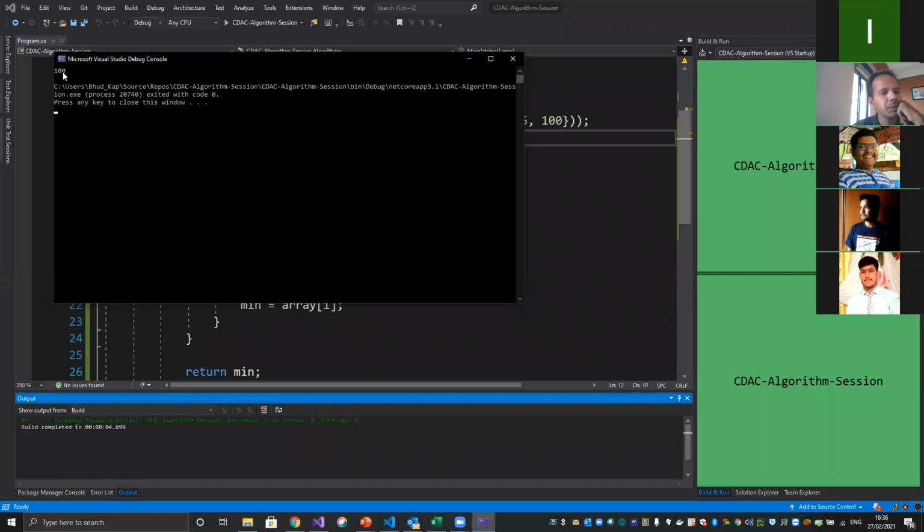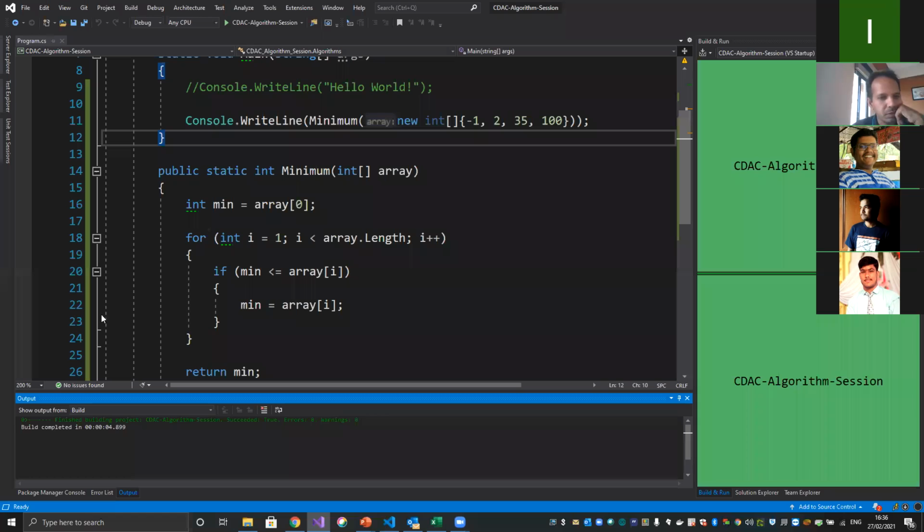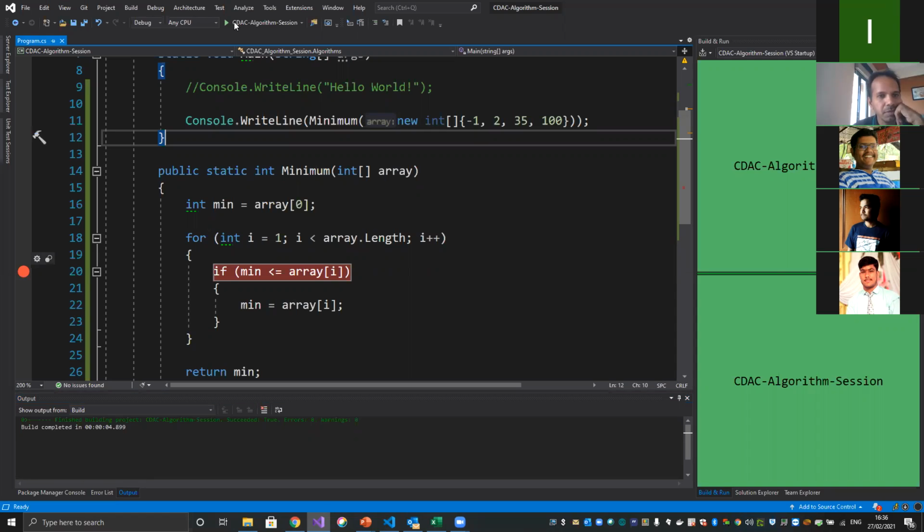And you see the minimum is coming out to be 100. Then you look at your input array and you say, clearly that's not the minimum. The minimum is -1. So then you want to debug. So then you say, okay, let me put a breakpoint here and see what's happening.